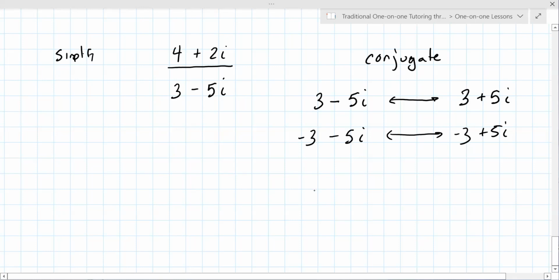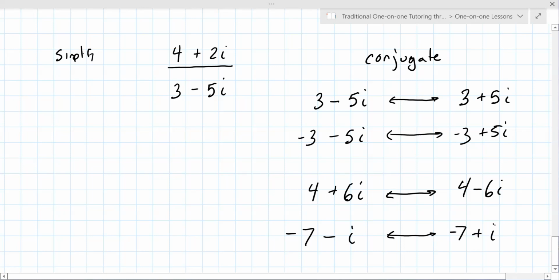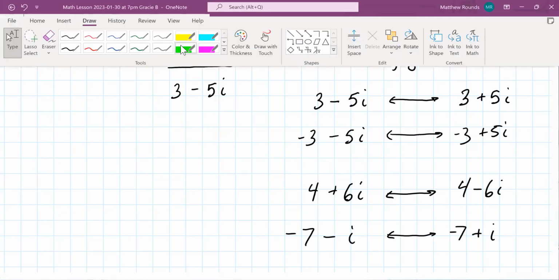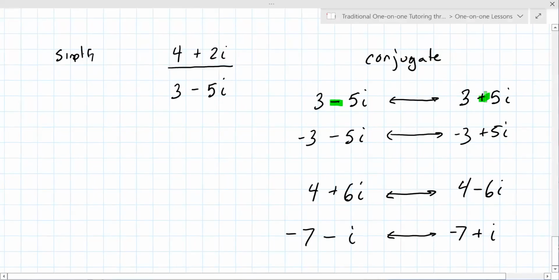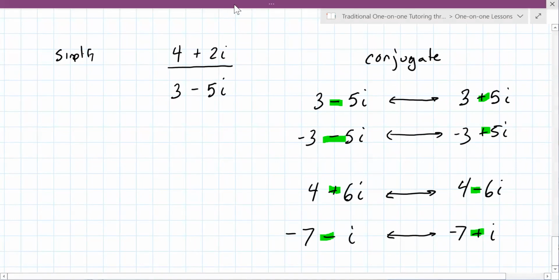Let me give you another. Let's say it's 4 plus 6i. What would the conjugate be? Just 4 minus 6i. Yes. Let's say it was -7 minus i. What would the conjugate be? -7 plus i. You only change the operator. So the only thing that changes, and I'll just highlight that, is the plus goes to a minus, and the minus goes to a plus. So you have to know that.